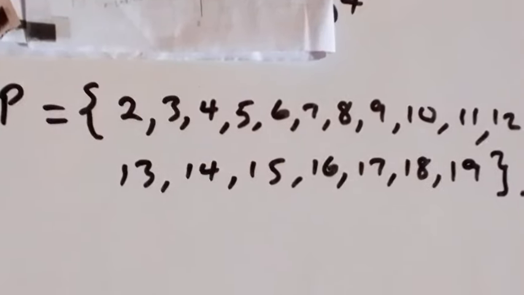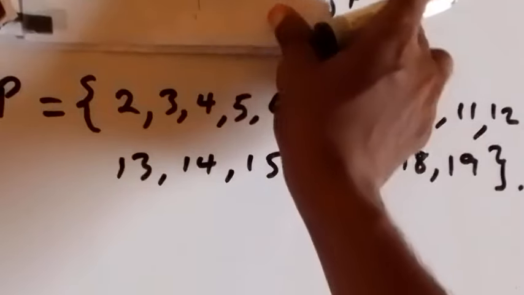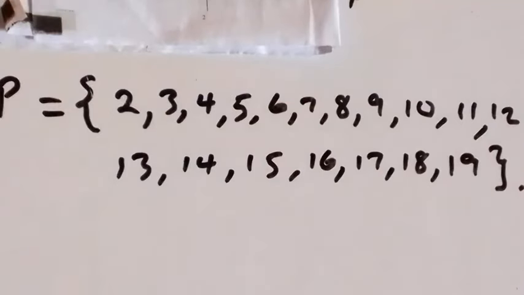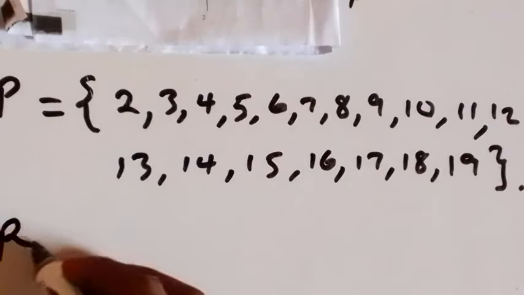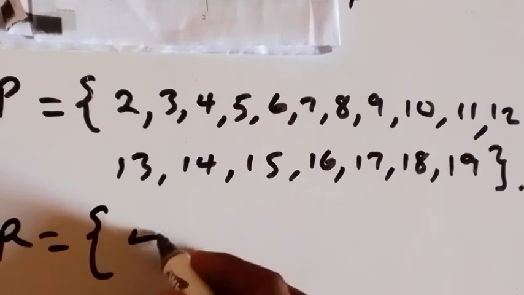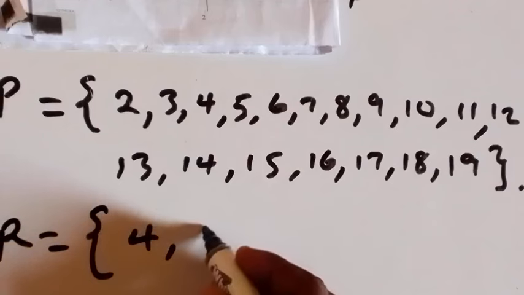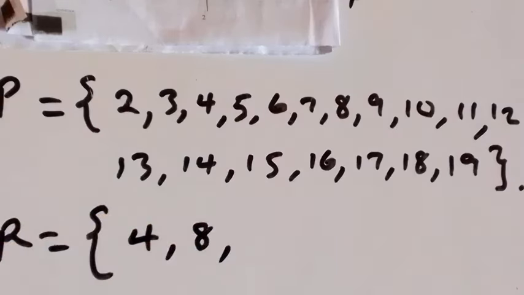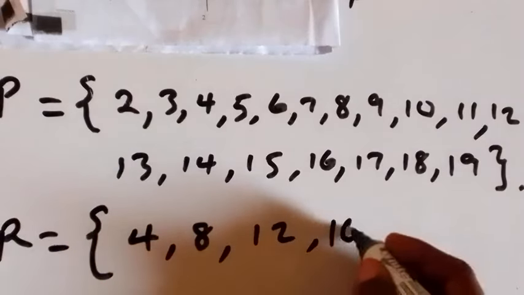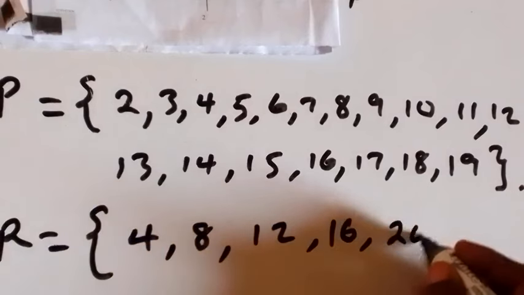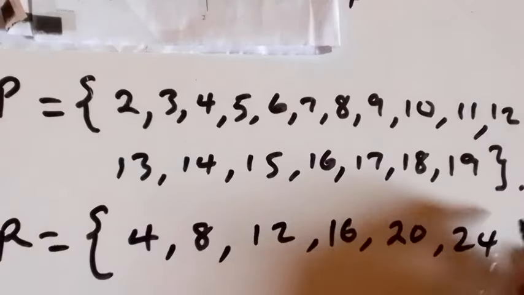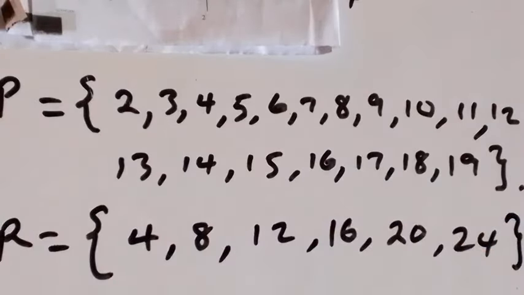So that's set P. And the set R is a multiple of 4 in between 0 and 25. So set R now is giving us, the first one will be 4. Then we have 8. We have 12. We have 16. We have 20. And we have 24. So in between 0 and 25, these are the multiples of 4.